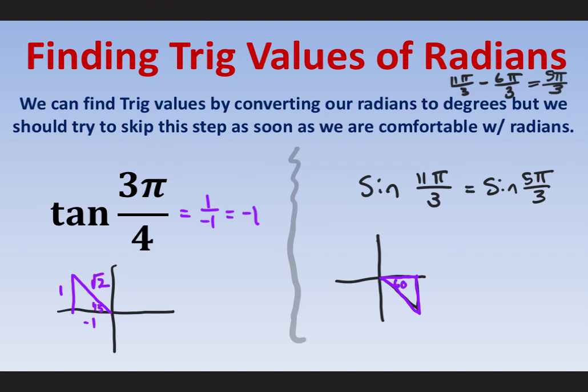Denominator of 3 is reference angle 60, which means my opposite side is -√3 because I'm going down. My adjacent side is +1 because it's going to the right. My hypotenuse is 2. If I take the sine of this, that's opposite over hypotenuse. So this is -√3 over 2 for my answer.